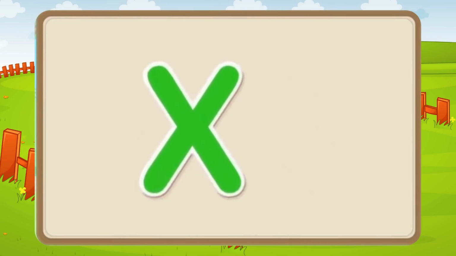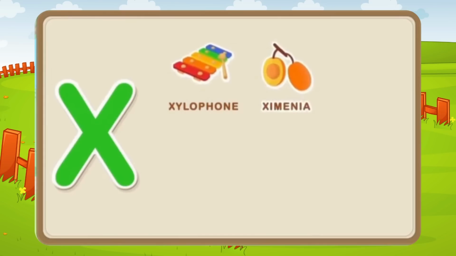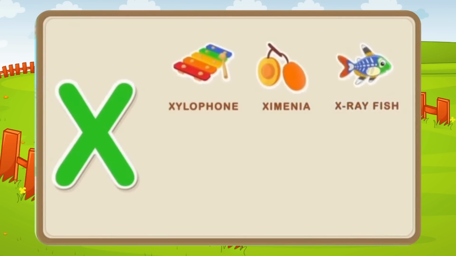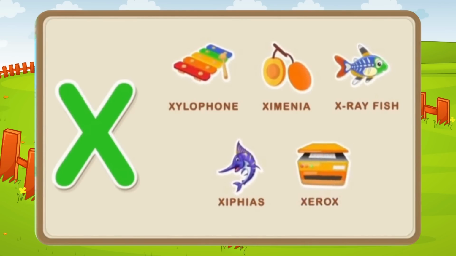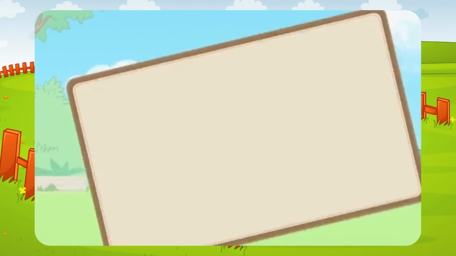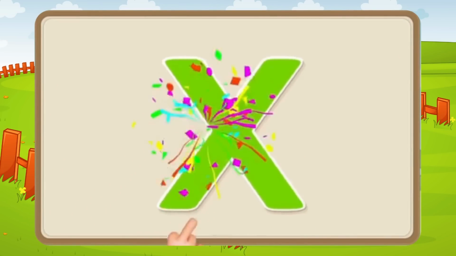X is for xylophone, Ziminia, X-ray fish, Ziphias, Xerox. Now, let's learn how to trace the letter. Perfect.